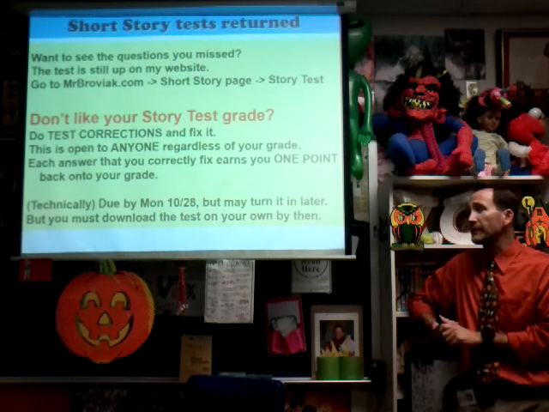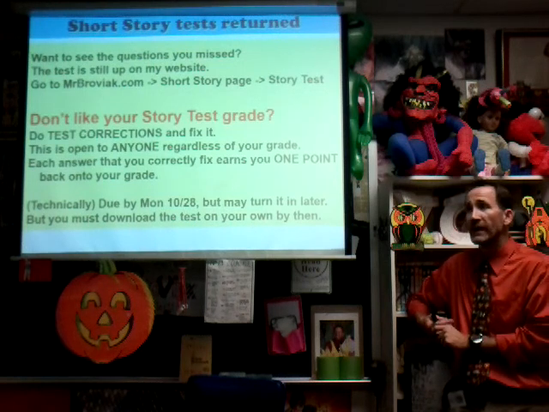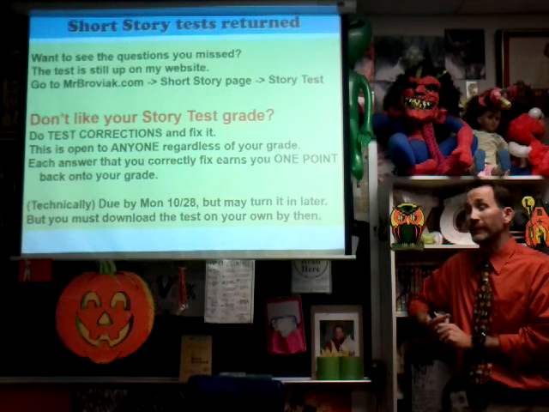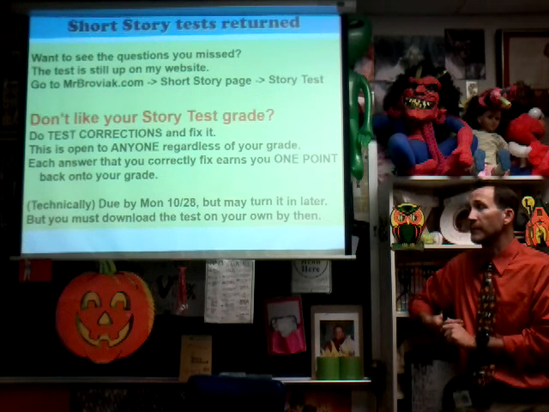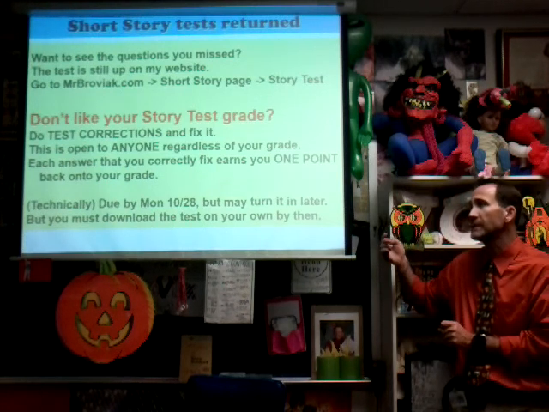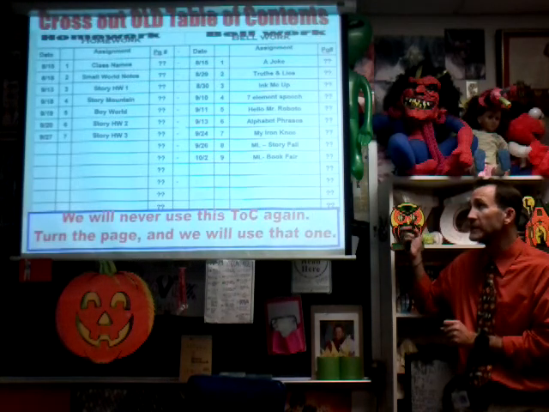If you don't like the grade on your short stories test, you can do test corrections. You have to go through and fix the ones you got wrong. Directions are on my website. Make sure you follow those directions. You'll need your original answer sheet to do it.